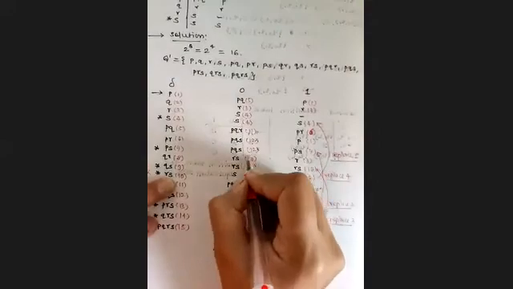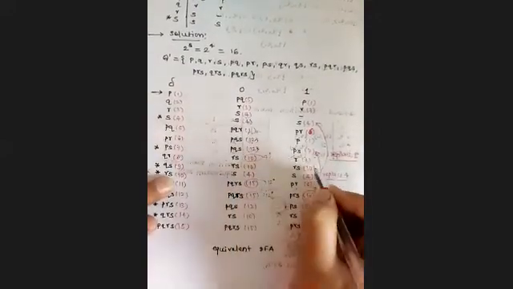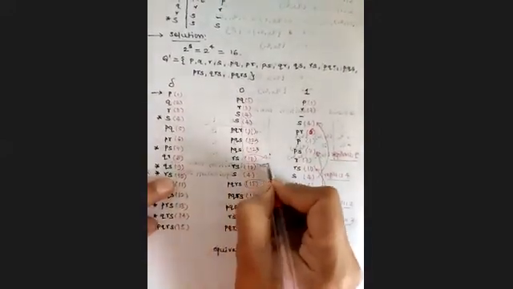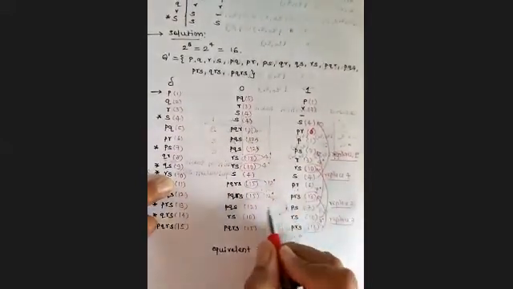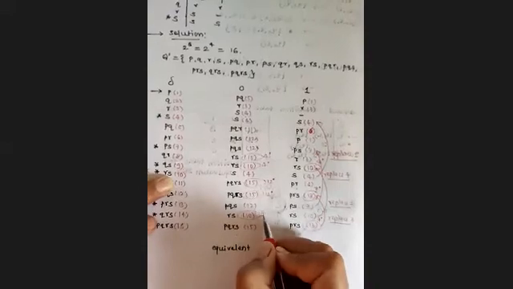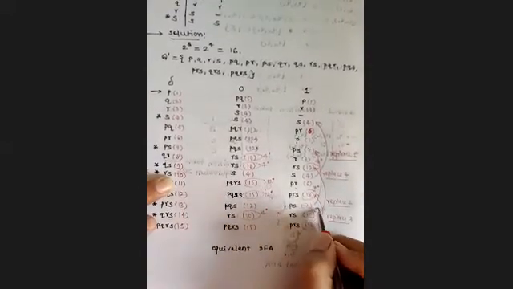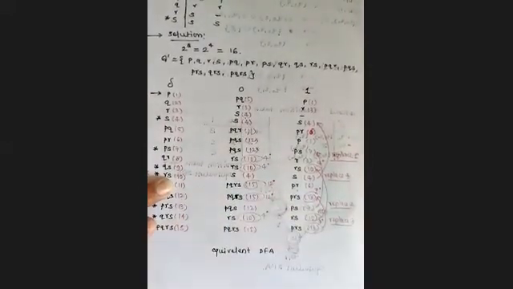So 10, this will be replaced with 4. This will be replaced with 4. This will be replaced with 4. Any more 10 are there? Yes. This will be replaced with 4 and this will be replaced with 4.